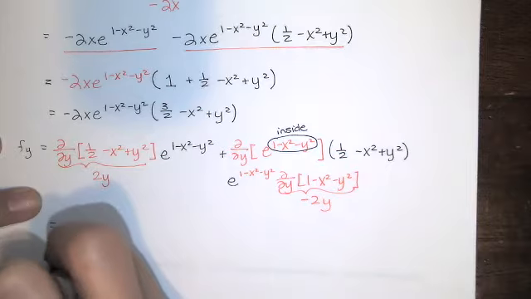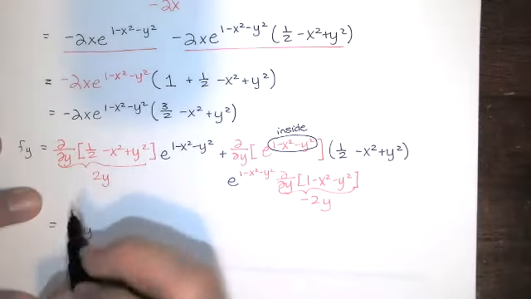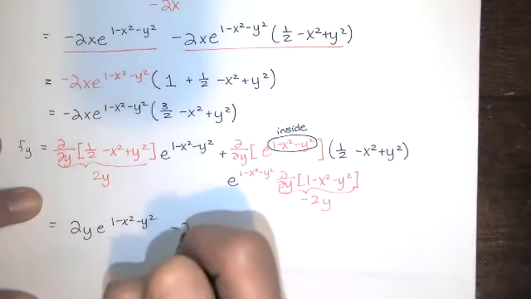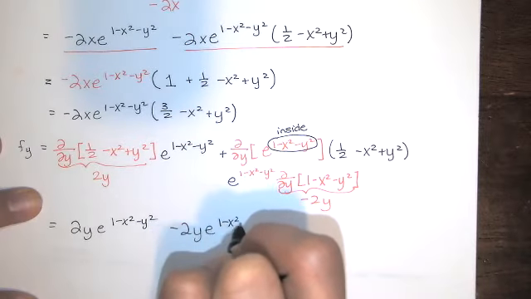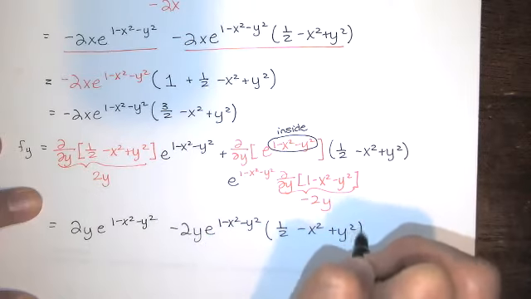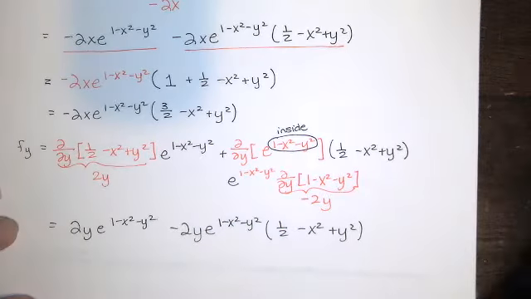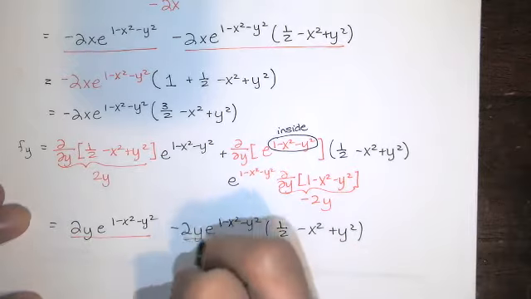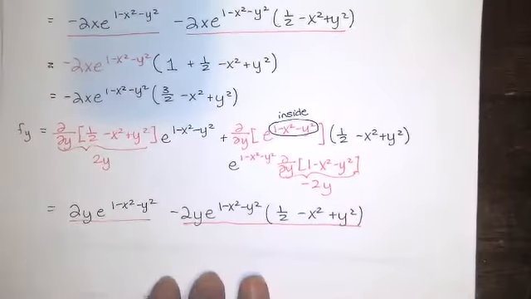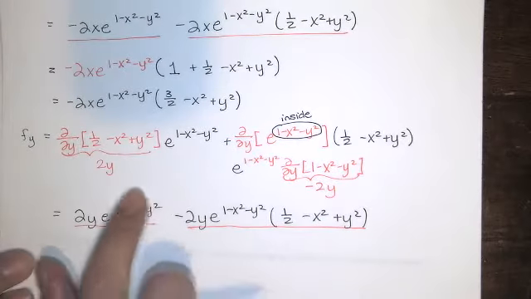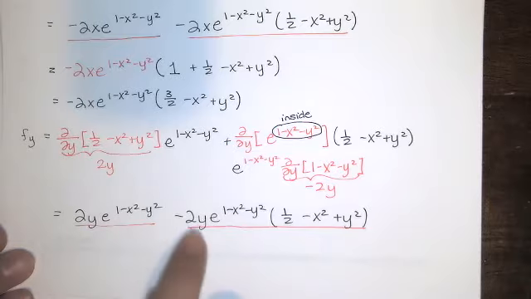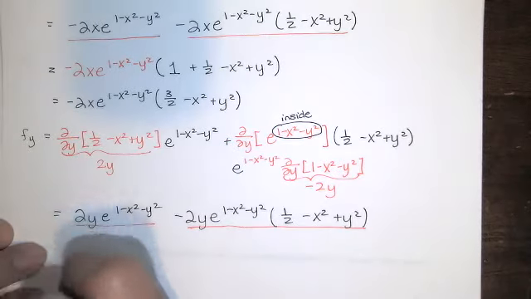So when we multiply all those guys together, we get this, 2y times the exponential. And then I have a negative 2y times that exponential, times the quantity 1/2 minus x squared plus y squared. And then I'm looking at this again as two separate terms. I'm using that term pretty loosely. Just looking at this quantity and this quantity, and I'm saying to myself, well, what do they have in common? Well, they both have the 2y and the exponential. So I will factor that out.